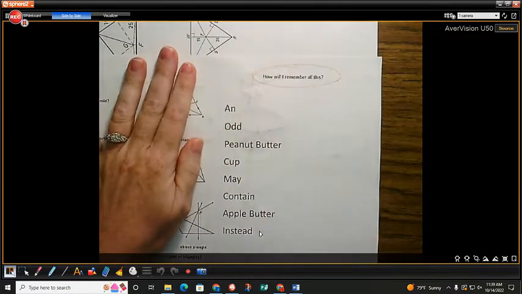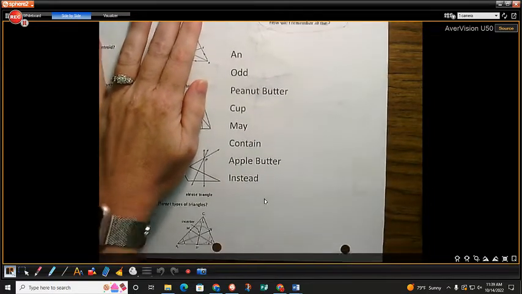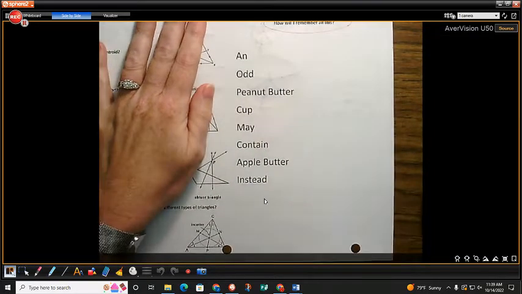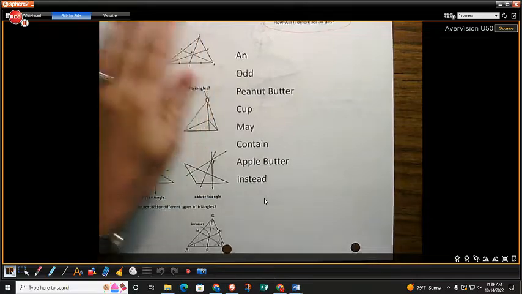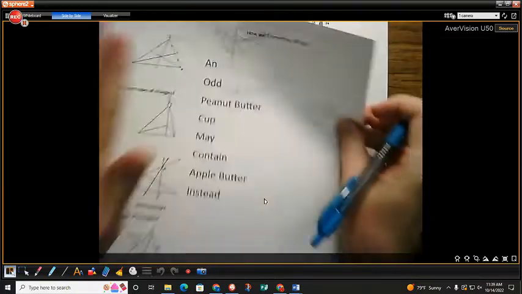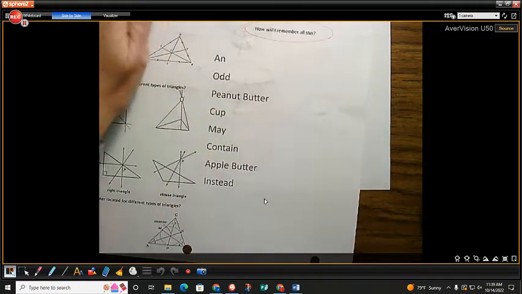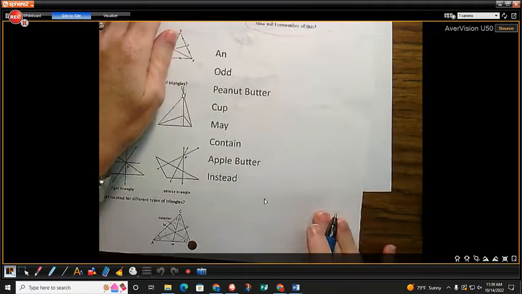How will I remember all this? A lot of peanut butter cups may contain apple butter. And so we've got this statement. And this will help you remember everything on this side, but we're going to focus just on the two we did today. An odd peanut butter cup may contain apple butter instead.